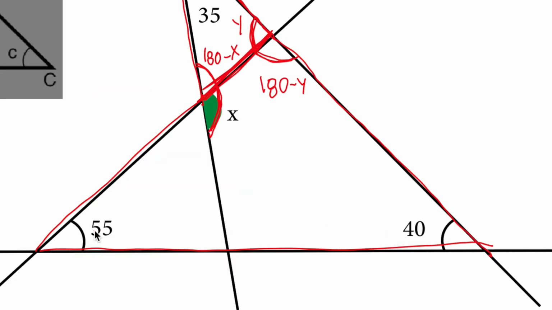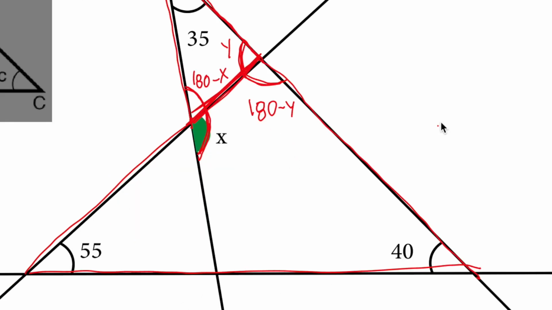So we need to find this angle right here. I will call this angle y, and this angle right here should be 180 minus y. So I have given angles at the bottom for the big triangle, 55, 40, and I have this angle with variable y. We need to find the variable y.